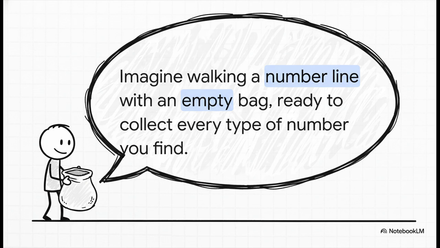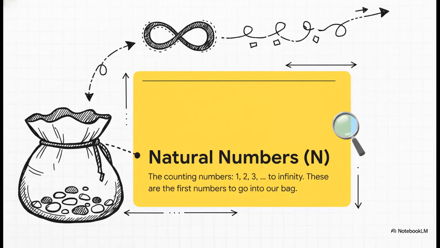So as we start walking down this number line, what do you think is the first thing we're going to grab and put in our bag? You got it. It's the counting numbers 1, 2, 3, 4, and they just keep on going forever, right? All the way to infinity. In math, we call these guys the natural numbers. So boom, into the bag they go.